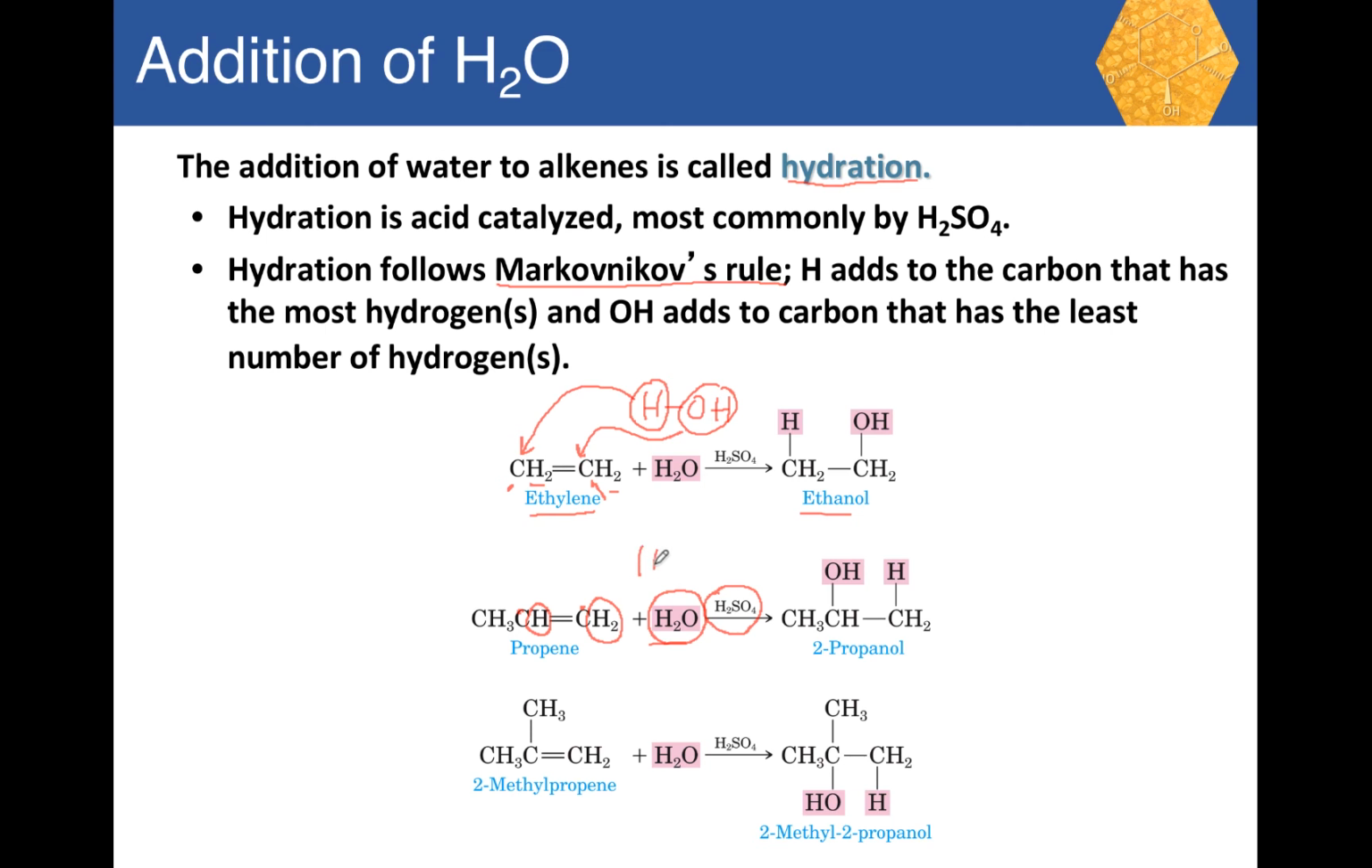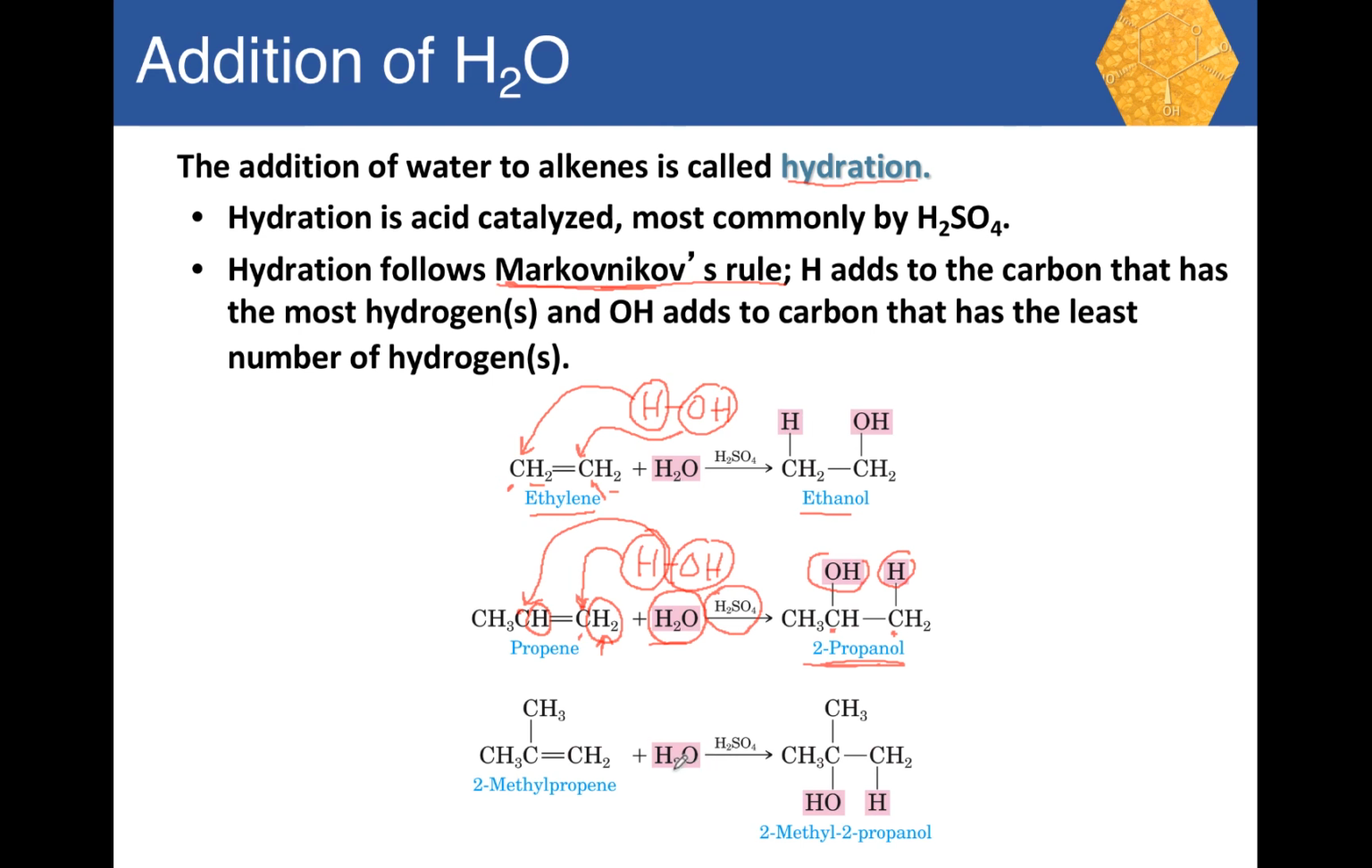So now you know if you have HOH, this hydrogen will add to this carbon since it has two hydrogens, which are more than this carbon, which just has one. This OH will add to this carbon, and here's the product. So this OH adds to this carbon, and this hydrogen adds to this carbon here, and that is the major product as predicted using Markovnikov's rule.